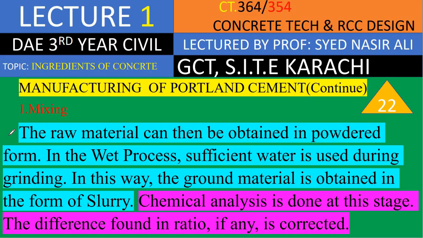Mixing is continuing. The raw material can then be obtained in powder form after grinding. In the wet process, we apply water. Sufficient water is used during grinding. In this way, the ground material is obtained in the form of slurry. The chemical analysis is done at this stage. The difference found in the ratio of the material, if any, is corrected.